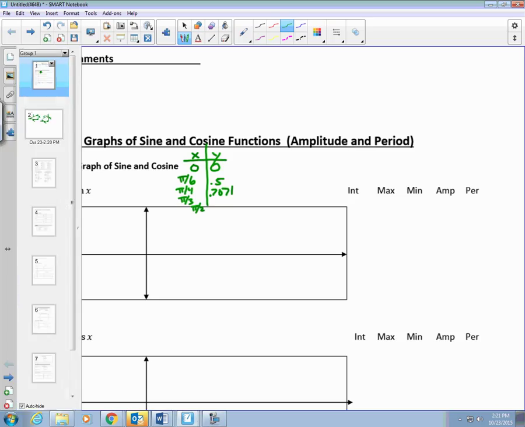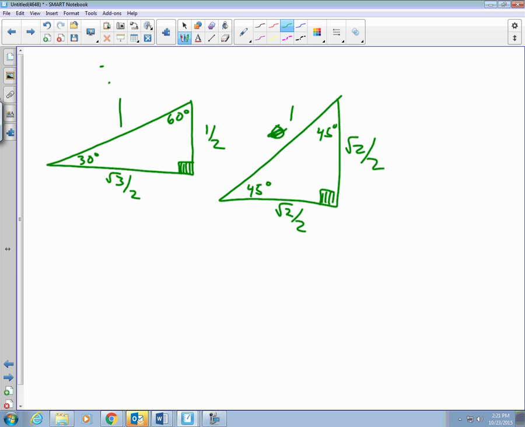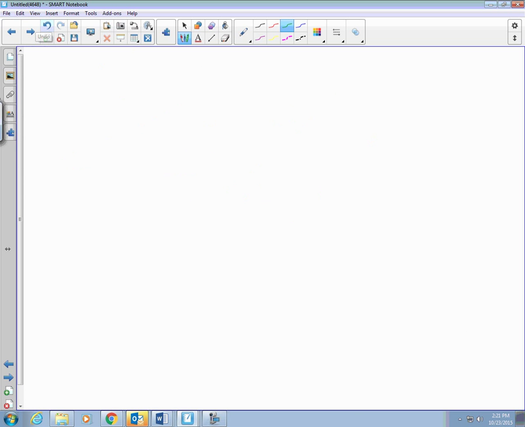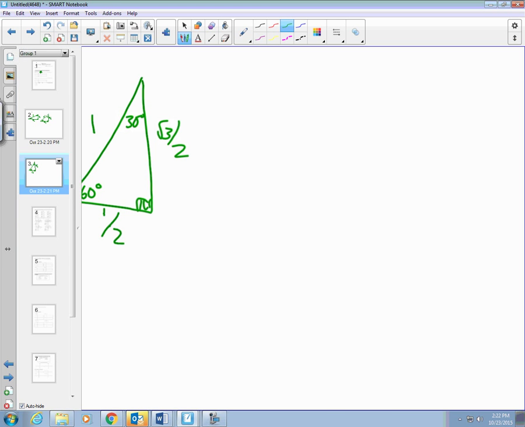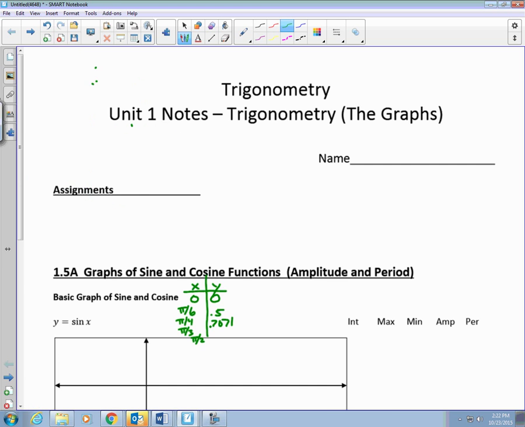And we're going to do pi over 3. Pi over 3 is what as an angle? 60 degrees. What special triangle do we have? 30, 60, 90. This side is 1, so what's this side? 1/2. What's this side? As you look at this, it's the y value. If you take the square root of 3 over 2, it's 0.86.